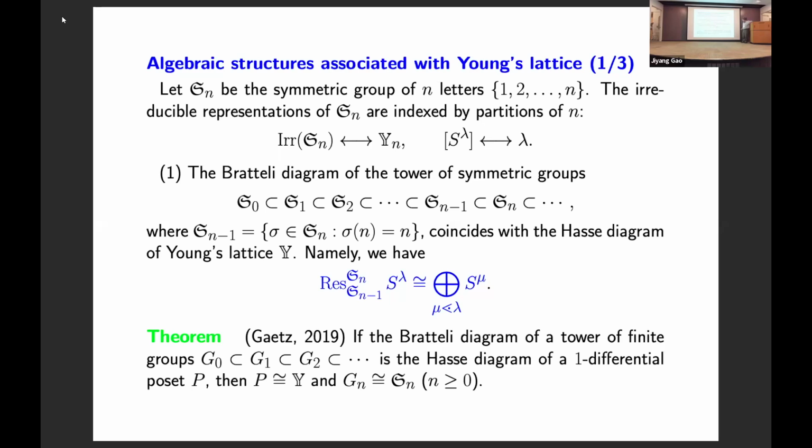And then almost 5 years ago, Gates proved that this is the only tower of finite groups that produces a one differential poset. Namely, if G0, G1 and so on is a tower of finite groups, and assume that the Bratteli diagram of that tower is isomorphic to the one differential poset, then the poset should be the Young's lattice, and also the groups are the symmetric groups. So this is one characterization of the Young's lattice in terms of a tower of finite groups.